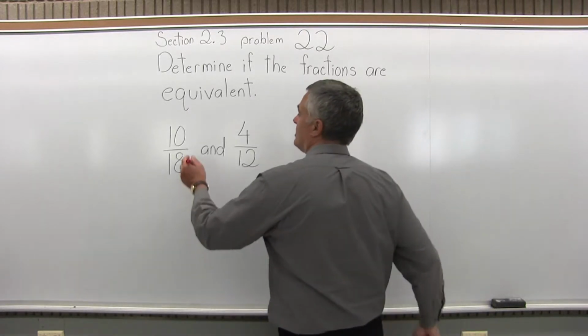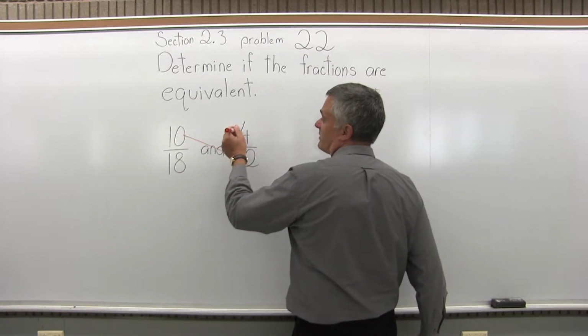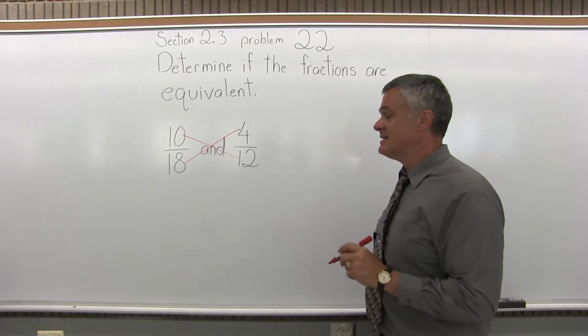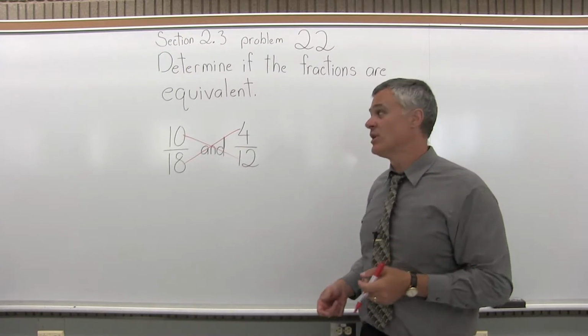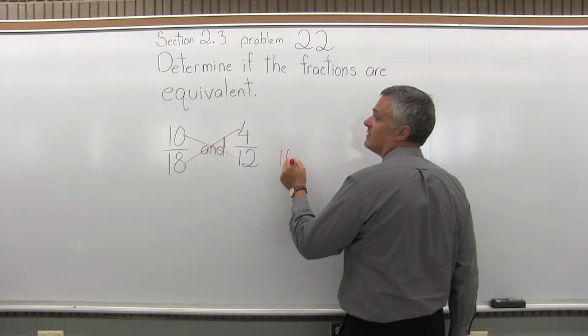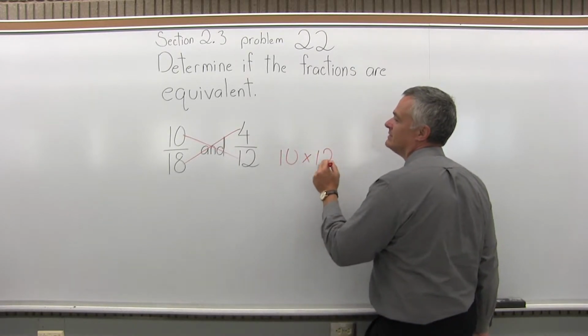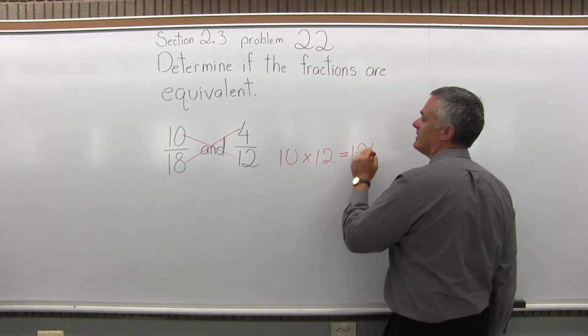Or you can multiply the numerator of one fraction times the denominator of the other, and the numerator of the other fraction times the denominator of the first. So if we do that and see if the results come out the same, they'll be equivalent. If the results do not come out the same, they're not equivalent. So going one way, we have 10 times 12. So 10 times 12 equals 120.